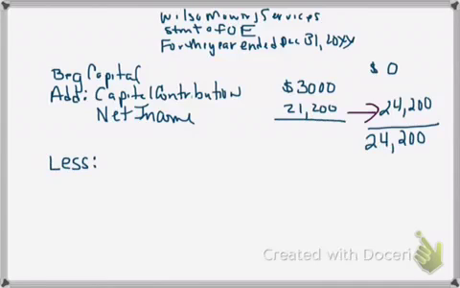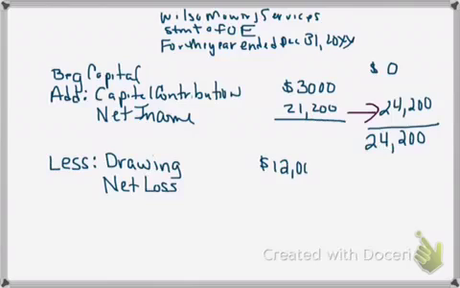Now the things that would be less would be the drawings that the owner takes. If I had a net loss on the income statement, it would go here. I can't have a net income and a net loss, so it's going to be one or the other. In this one, the drawing account was $12,000. If we go back and look at that trial balance, we'll see that $12,000 on it. And then we have the net loss, in this case is 0, because we do not have a net loss.